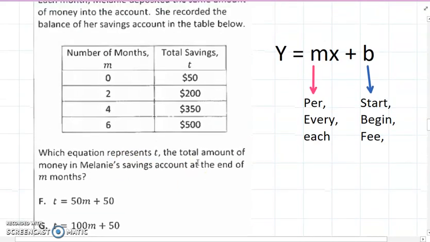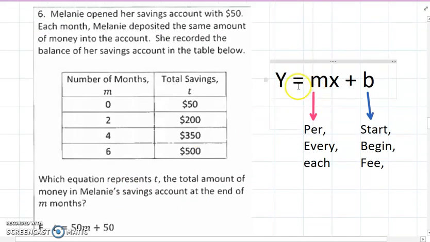Those are the choices. So you have your equation here, y equals mx plus b. The m, of course, is the per, each, every. B is your y-intercept, which is the start, beginning of T. Did she begin with something? Did she have money in the account before? And it says there, look, Melanie opened her savings account with $50. So there was already $50 to begin with. Look at the key word I said. There's $50 to begin with.